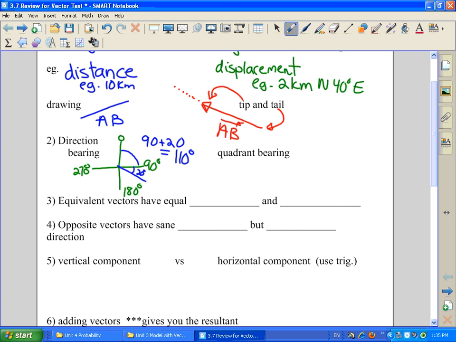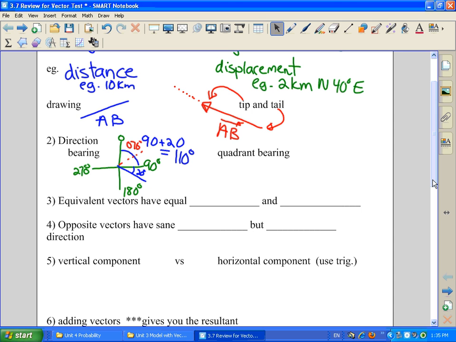Remember to use 3 digits, folks. So if it's something like 76 degrees, it's going to be 076 for the bearing. Again, that starts from the true north at 0 degrees.